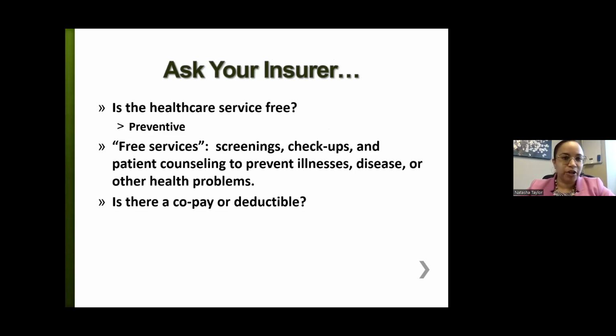You also can communicate with your insurer. You can contact your insurer, if you have insurance, and find out if the healthcare service that you're getting ready to have is free. Most preventative services are free.